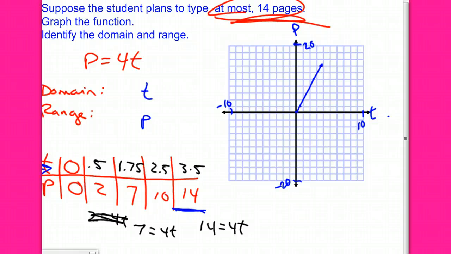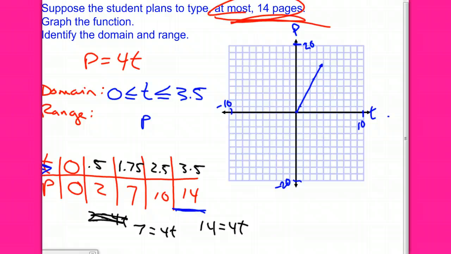What is the smallest value in our table? 0. Same with our graph, right? 0. What is the largest T value? 3.5. So we put them in. And T's could be anything between 0 and 3.5, right? So T's could be greater than or equal to 0. T's must be less than or equal to 3.5.